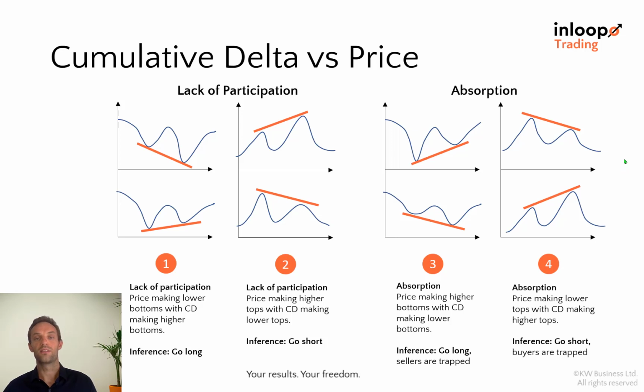And last thing, of course, is the other way around. If you see a price making lower highs, but cumulative delta is making higher highs, then this might be a sign that buyers are trapped. Buyers want to push here to the upside, but they cannot move the price and got absorbed by the sellers on the passive orders. This is a sign that buyers might be trapped and you might think of going short.